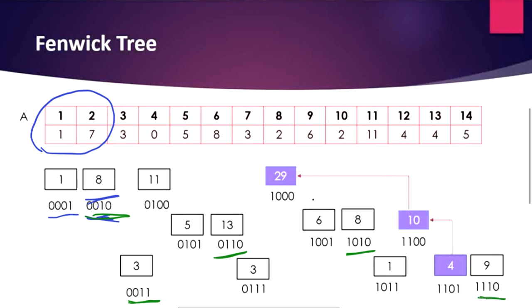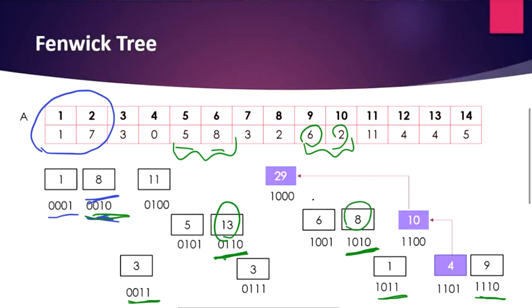Whichever I have marked in green have 1s at the second position. So they all are going to have the sum of two ranges. For example, here if you consider 0110, this has the sum of range 5, 6, which is nothing but 5 plus 8, 13. In the same way, this index 1010 has the sum of two ranges, which is 9, 10, where the values are 6 and 2. We had added that and stored it at 8.